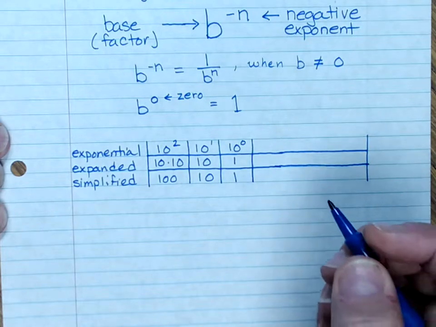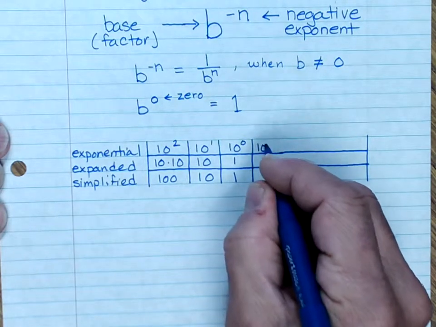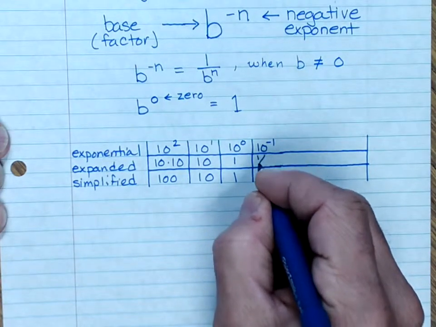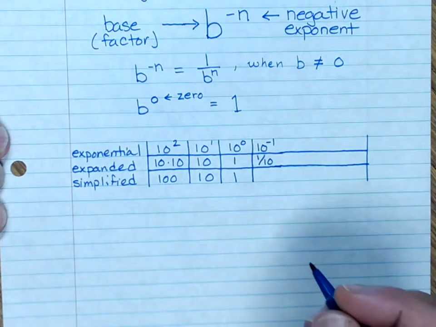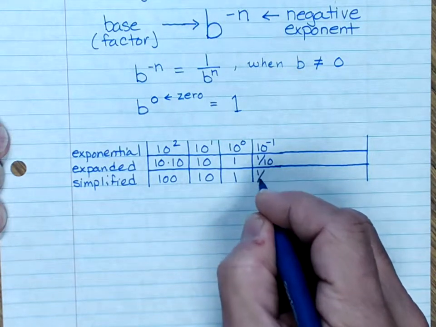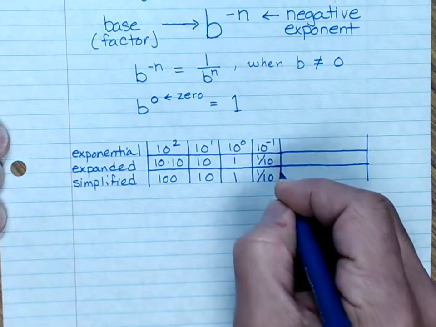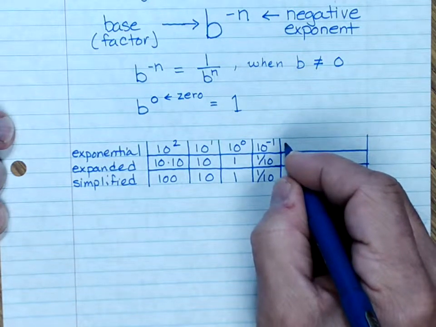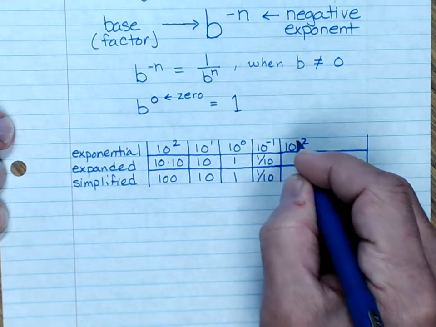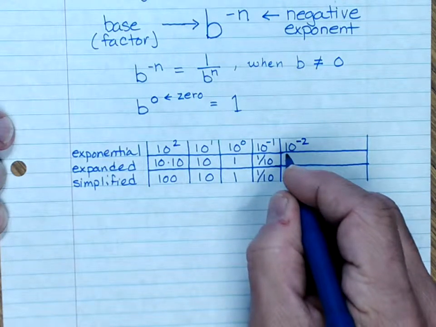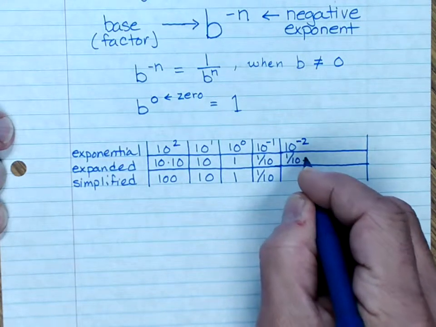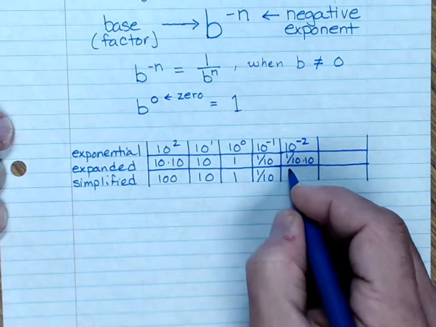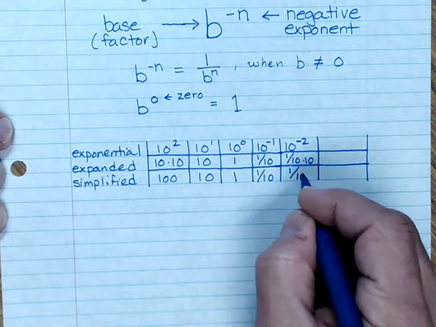Now let's get to that negative exponent. Here's 10 to the negative first. So that'll be, and I'll have to squeeze this in here, 1 over 10. And that's just 1/10. So then we have 10 to the negative square. So that's going to be 1 over 10 times 10. 10 times 10 is 100, so that's going to be 1 over 100.